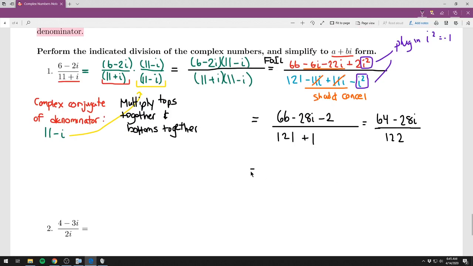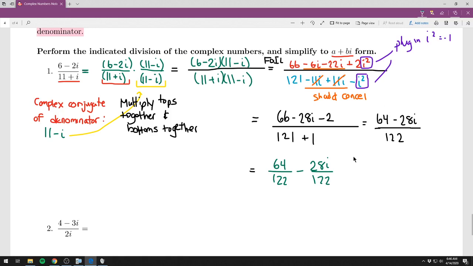Now, if you can simplify more, you should. One thing that's a good habit when it comes to complex numbers is, at minimum, breaking up a fraction, if you have anything left over on the bottom, into two parts. So what we mean here is we can write 64 over our denominator, 122, then minus 28i over our denominator, 122. Right, break apart the fraction. We can do that as long as the plus and minus are only in the numerator.